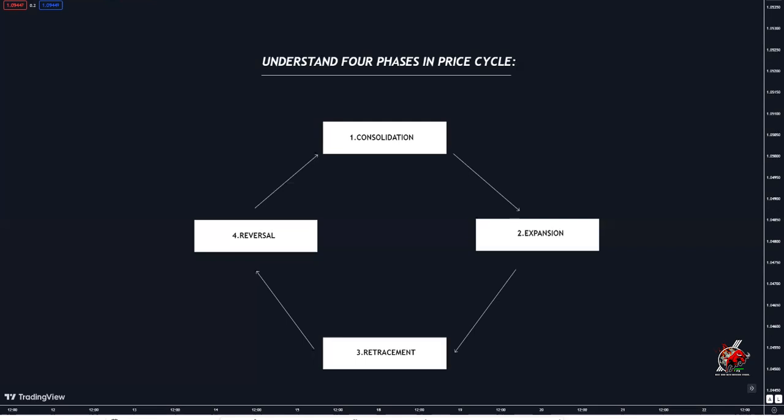And then number 3, we have retracement. Retracement is the one that is responsible to do what? To fill in any imbalance that has been created in the expansion phase, right? So lastly, we have what? We have reversal. Reversal simply means what? The market seeks to take liquidity there, right? So when the market reverses, it takes out liquidity, right?